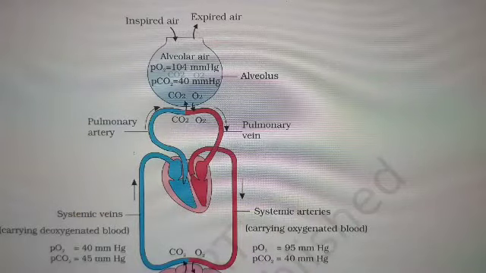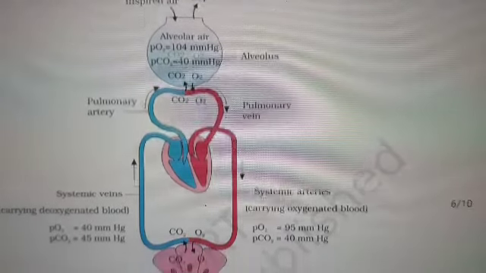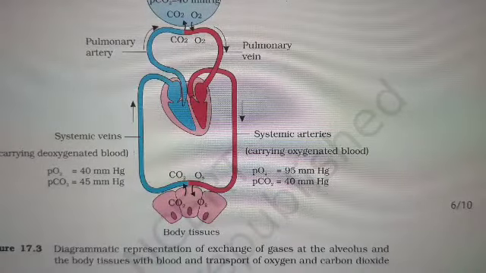You see that in the diagram, expired air or inspired air. After inspiring air into the alveolar area, partial oxygen is 104 mmHg, and partial CO2 is very less, 40 mmHg. After the alveolus, exchange of gases takes place in the lungs. Afterwards, oxygen enters through the pulmonary vein, then through the heart and systemic arteries, and at that time partial oxygen will be 95 mmHg and partial carbon dioxide 40 mmHg. While traveling from the lungs through the heart towards the various body parts, the partial oxygen will be more compared with the partial carbon dioxide.